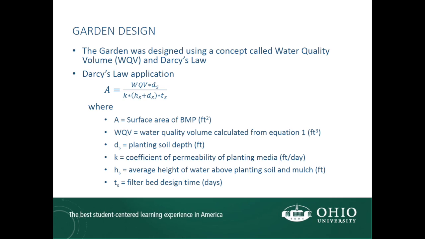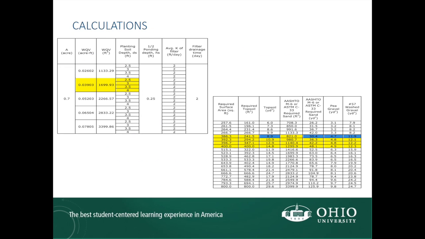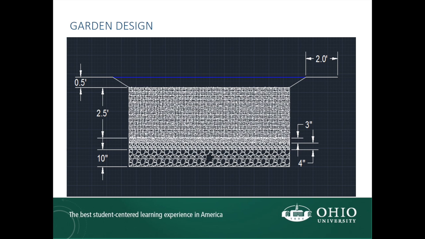The garden was designed using water quality volume and an application of Darcy's law. The surface area of the rain garden was calculated according to this equation, which incorporates water quality volume, planting soil depth, coefficient of permeability of the planting media, average height of water above planting soil and mulch, and filter bed design time. Calculations were completed using the previous equation. And the final garden design was determined.